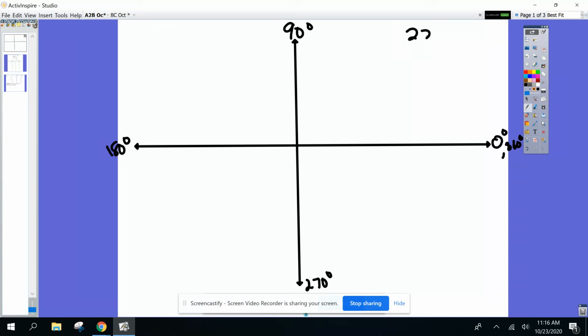Let's say I have an angle of 225 degrees I ask you guys to graph. What quadrant would 225 fall into? What quadrant is that going to fall into?